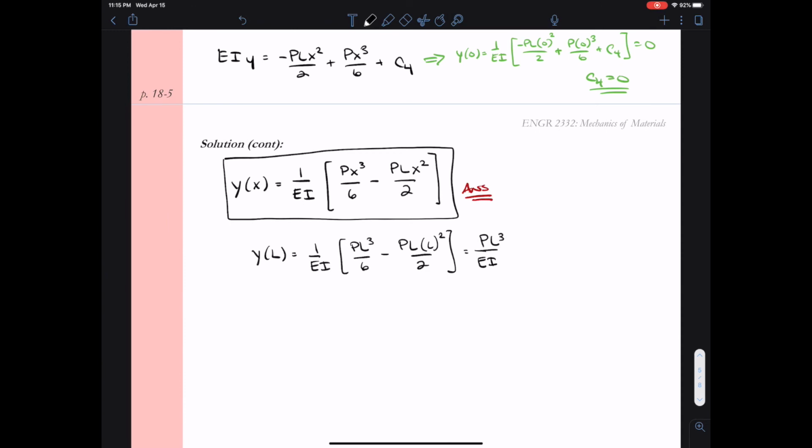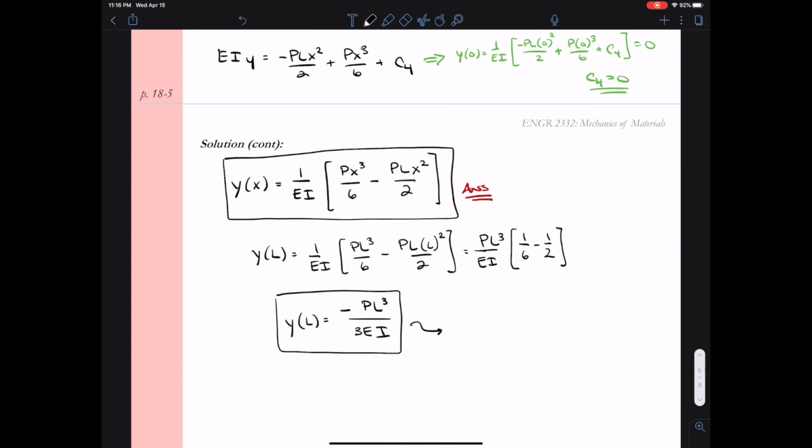So that becomes PL cubed over EI times 1/6 minus 1/2. So I can do a little bit of math, and that's going to give me a negative PL cubed over 3EI. Again, the negative sign is just from the XY coordinate system. Because the deflection, y, is going to be lower than the x-axis. That's what the negative means. It just means that the deflection is downward.